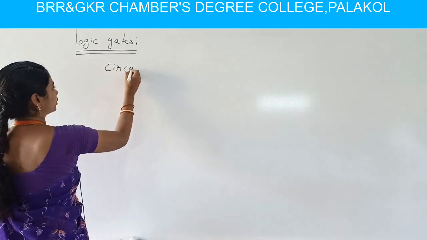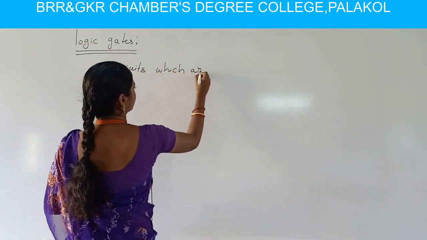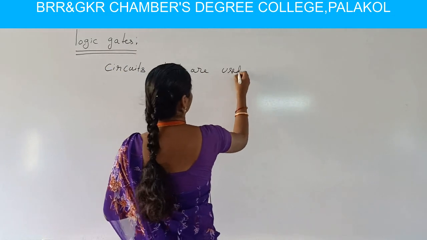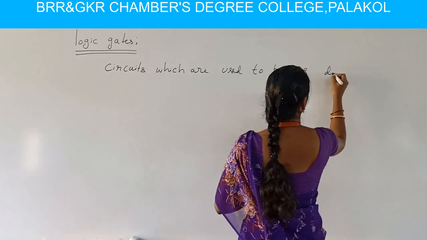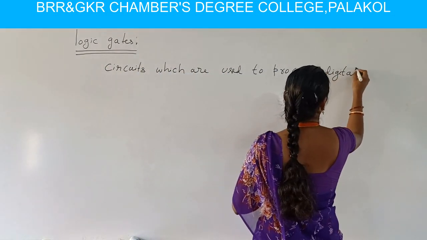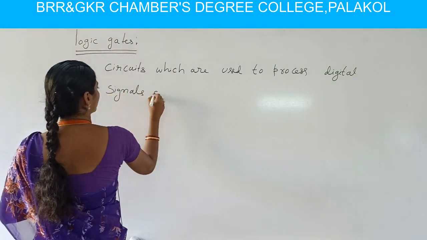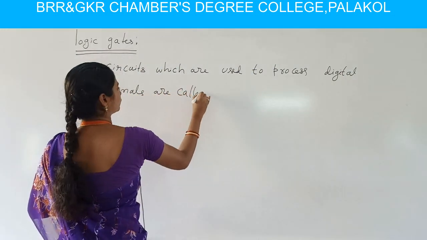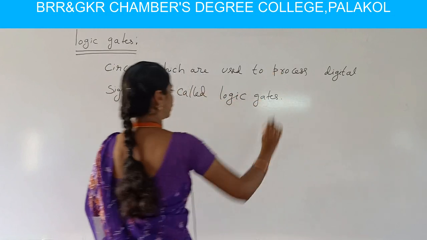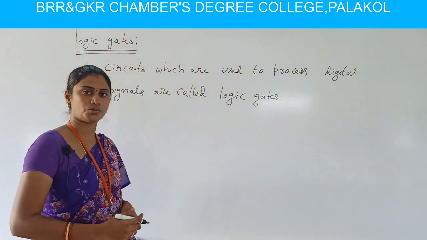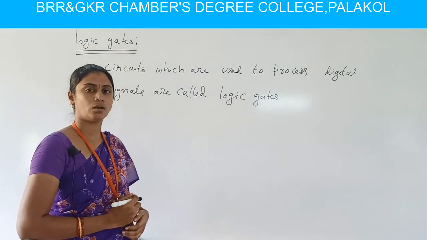Just circuits which are used to process digital signals are called logic gates. So, what are logic gates? Circuits which are used to process digital signals are called logic gates.